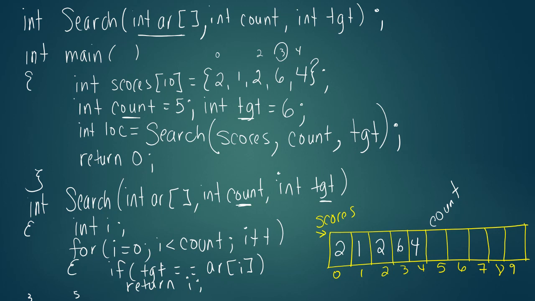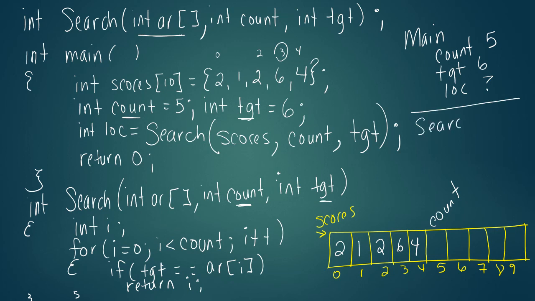All right, so let's just run through this and see what happens. So we declared our array. I have the picture here. We have our count, which is 5. So in the main function, we have a count, which is 5, and we have another variable called TGT, which has a 6, and we have another variable called LOC, which has a question mark.